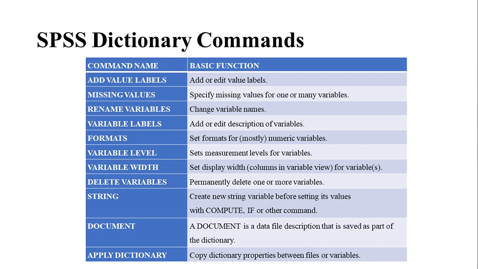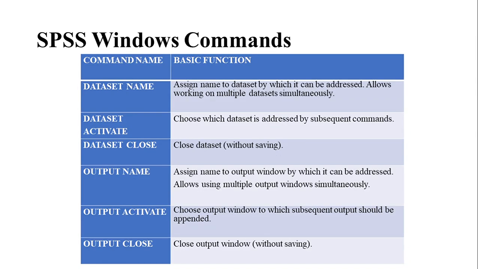Then the next one is document. A document is a data file description that is saved as part of the dictionary. Then apply dictionary. This is the last command under the dictionary commands. It is used to copy dictionary properties between files or variables. Then the next commands that we have are the windows commands. Windows commands are used for controlling windows.